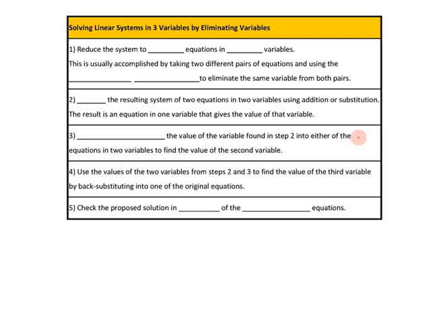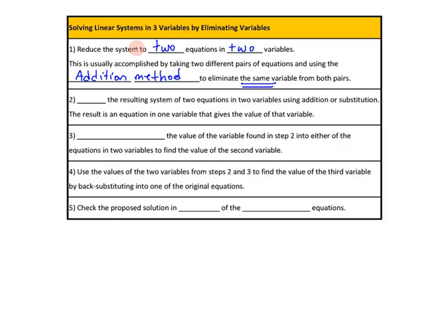What I suggest that we do is, number one, reduce the system from 3 by 3, that is 3 equations, 3 unknowns, to 2 equations with 2 unknowns. This is usually accomplished by taking 2 different pairs of equations and using the addition method to eliminate the same variable from both pairs. If you do that, you'll have 2 different equations in 2 variables.